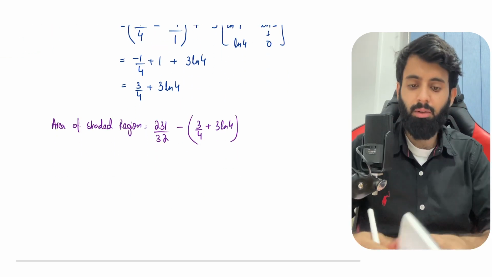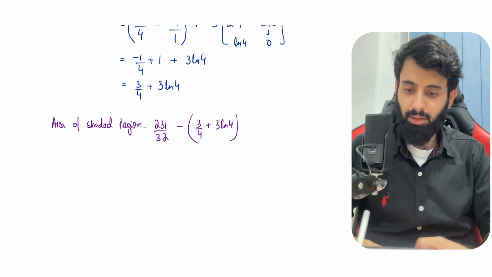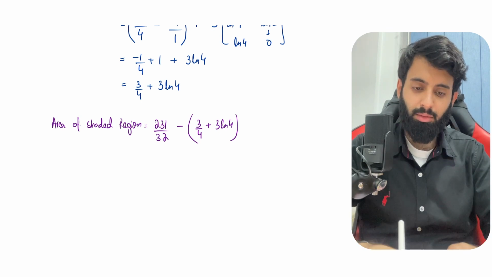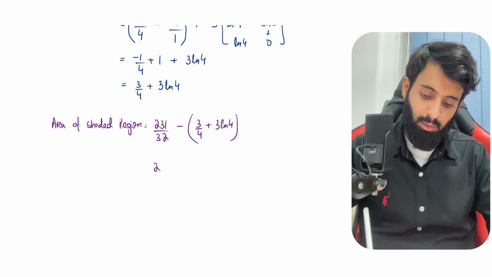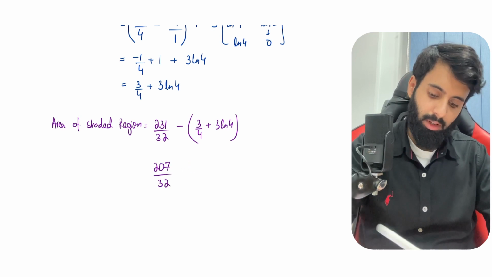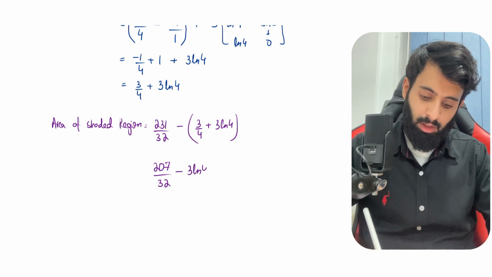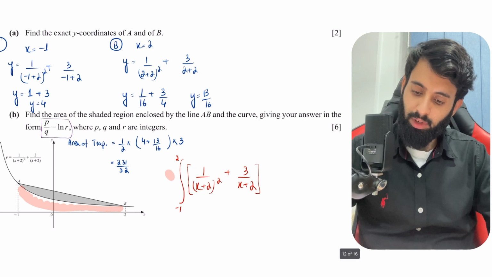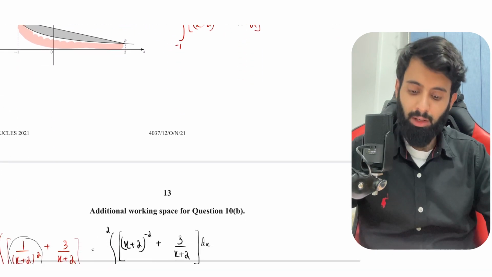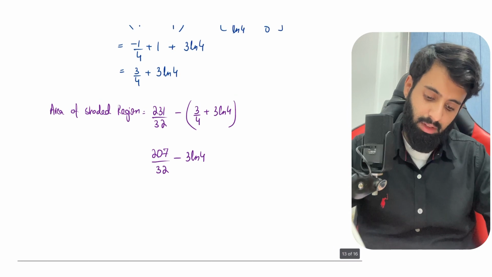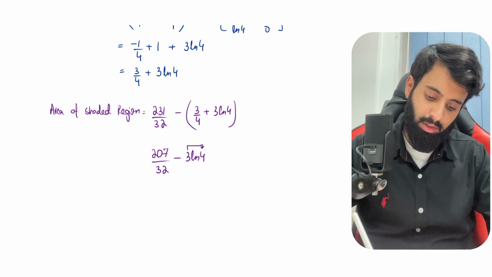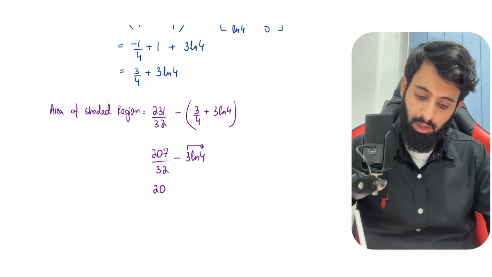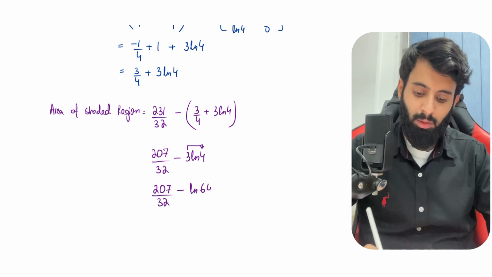Okay, so let's work this out. 231 divided by 32 minus 3 upon 4. So we are looking at 207 over 32 minus 3 ln 4. Now, the problem here is that this doesn't match the way that the question wanted us to give an answer. Over here, you can see that you have just ln r, you don't have a value before it. So I need to somehow get rid of this 3 here. And using the rules of logs, 3 will become the power of 4. So now we have 207 over 32 minus ln 4 cubed, which is 64.